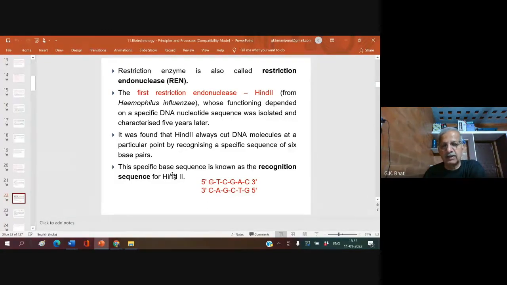What is this recognition site for HindII? From the 5' end, it is GTCGAC, 5' to 3' GTCGAC, and 3' to 5' it is CAGCTG. So where does HindII work? The HindII restriction enzyme cuts DNA only if it has a particular base sequence. What base sequence should be there?